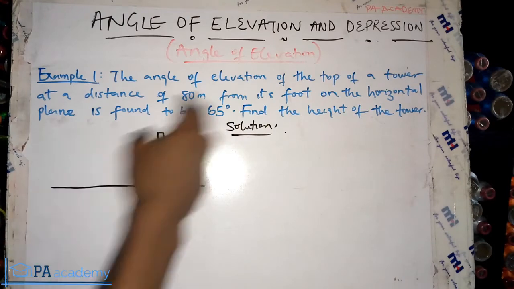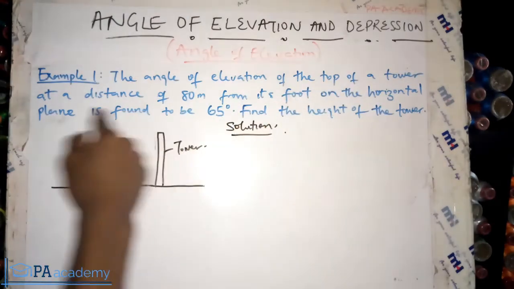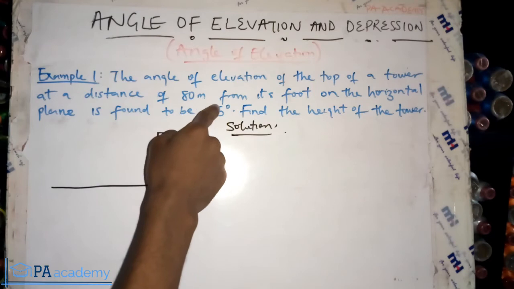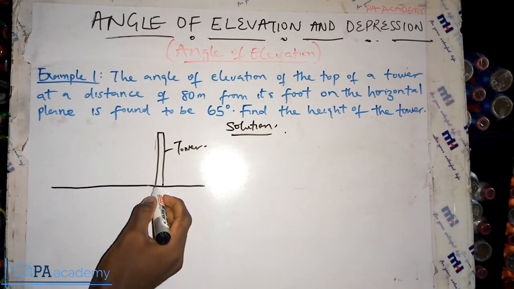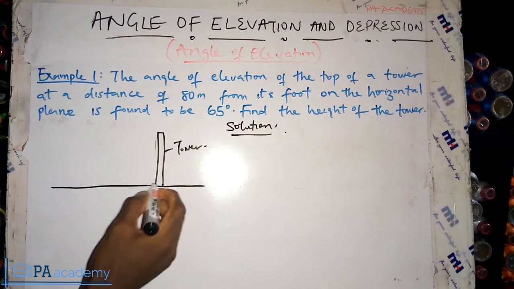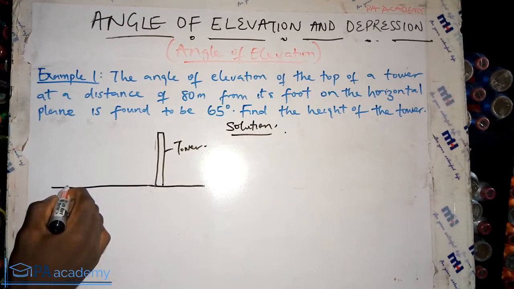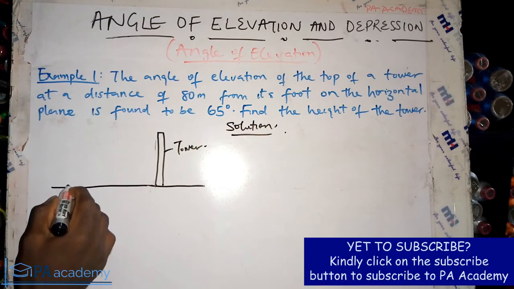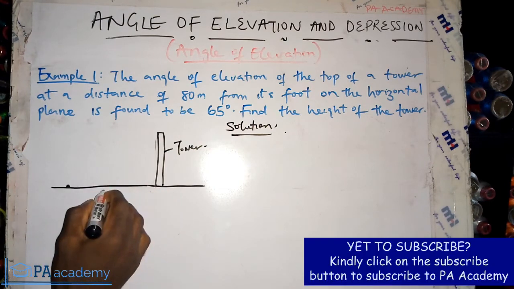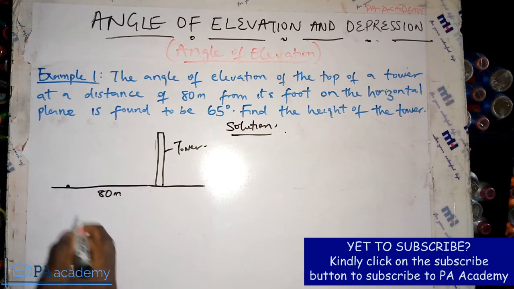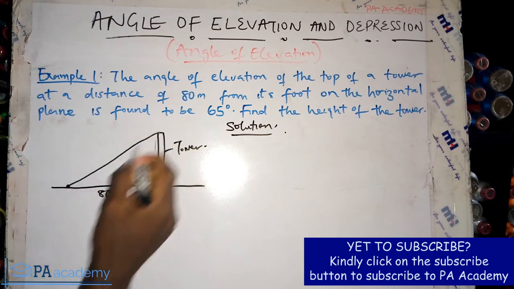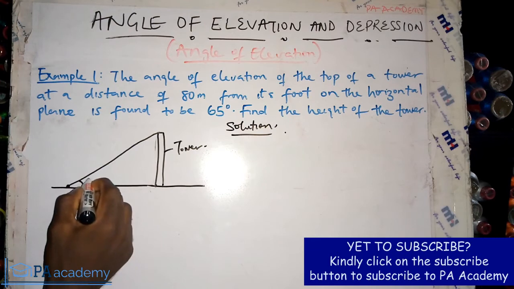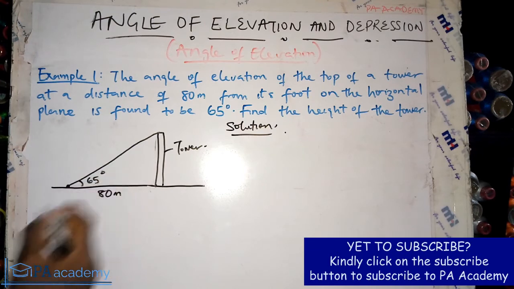And the question says the angle of elevation of the top of a tower at a distance of 80 meters from its foot on the horizontal plane is found to be 65 degrees. So that means the distance from the tower to the point where the angle of elevation is taken. Let's put this point. That means from this point to this point is 80 meters. And then the angle of elevation is what they said, 65. So this represents the angle, which is 65 degrees.